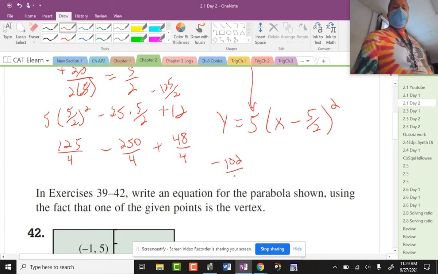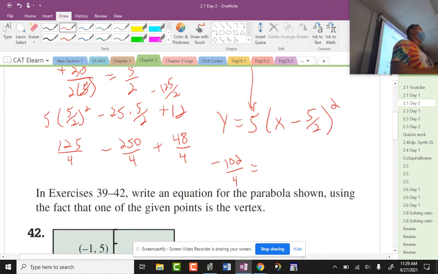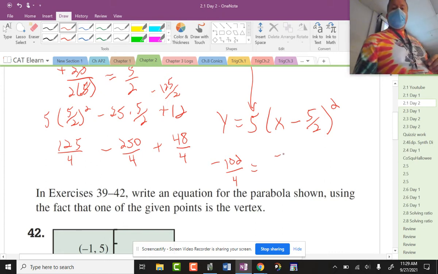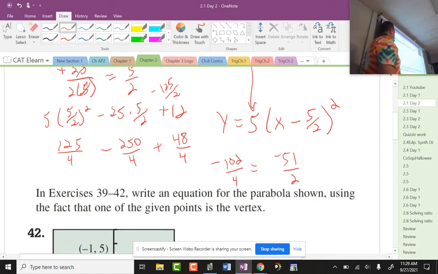Wasting a lot of time on fractions, but that's okay. I know 2 goes into both of these. 51, so negative 51 halves. I hope that's right. Anyone verify? 125 minus 250 plus 48. Anyone? Is that right? Is that right? Are you just saying that just so I can move on? You mentally, what are you doing?